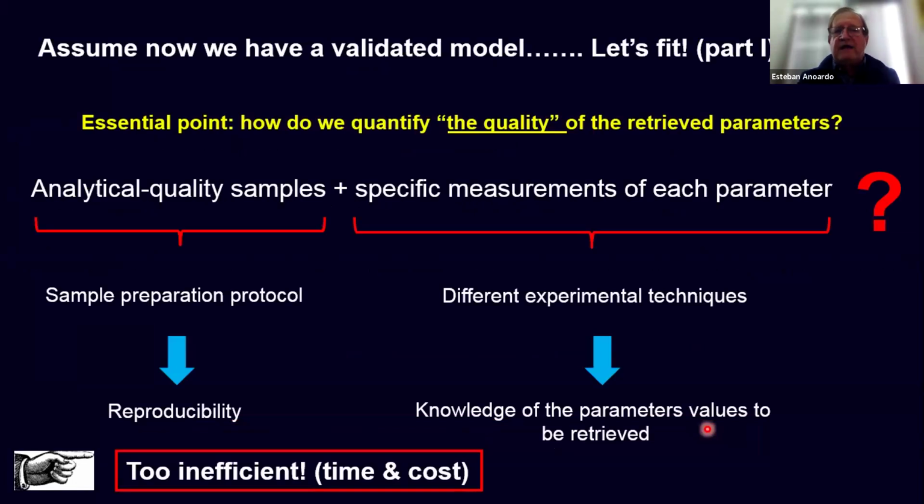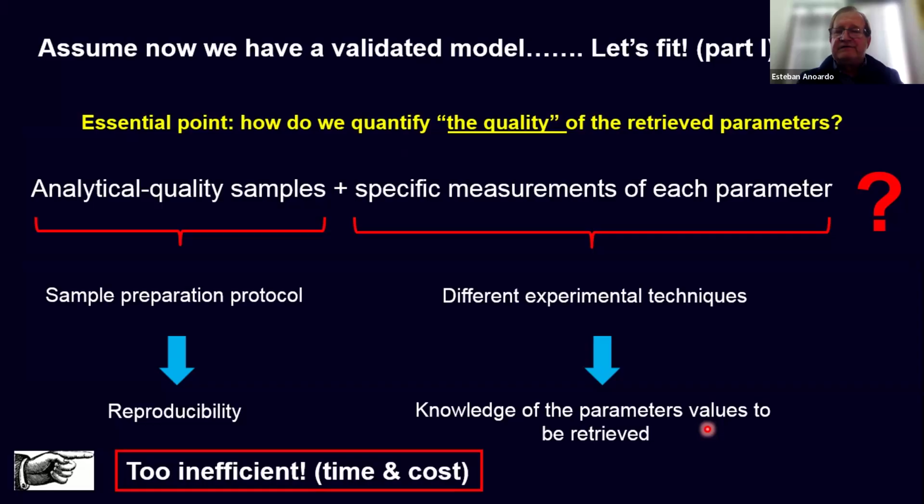So now we assume we have a validated model. Let's go to fit. The first thing we have to do is to check if our fitting is giving us some logical results. Why? Because it is quite common in a multidimensional space fitting that you can get a very nice fit, but the parameters you get are absurd or wrong, let's say, okay?